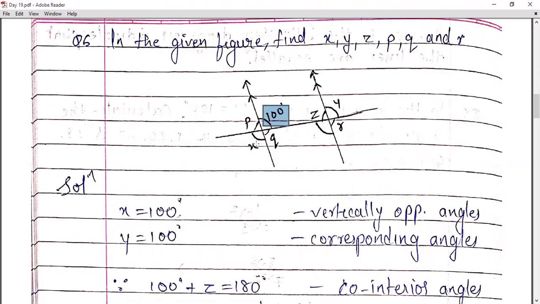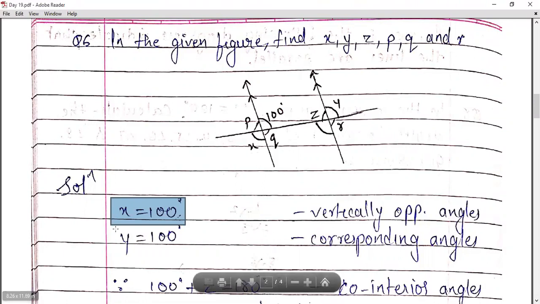You can see X is equal to 100 degrees as they both are vertically opposite angles. So I can write X is equal to 100 degrees. Also, 100 degrees and Y, they both are equal. They are corresponding angles. Hence, Y is equal to 100 degrees.